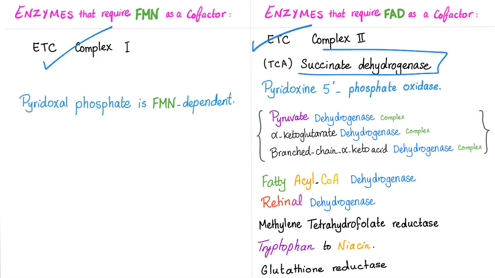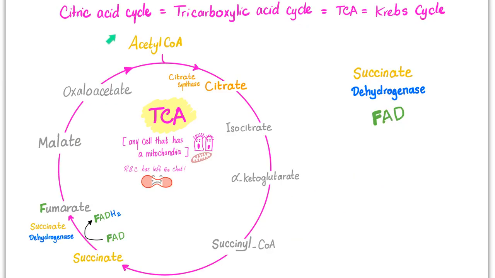Now let's talk about succinate dehydrogenase. Whether you eat carbohydrate or fat or protein, they end up at acetyl-CoA. Acetyl-CoA enters into the TCA cycle, which is also known as citric acid cycle. And since we call it citric acid cycle, you better start with citrate. Citrate, isocitrate, alpha-ketoglutarate, succinyl-CoA, succinate, fumarate, malate, oxaloacetate, back to acetyl-CoA. I love it. From succinate to fumarate, you need FAD to be converted into FADH2. So you need FAD. Yes, therefore you need riboflavin.